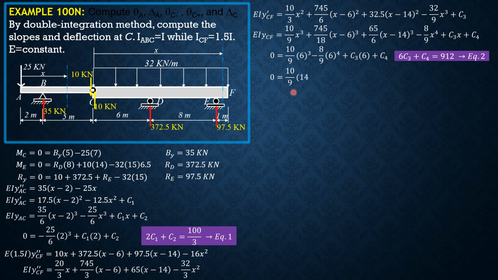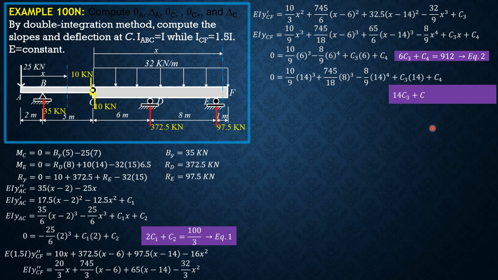Then when x is 14 for CF, y is 0. So 0 equals 10 over 9 times 14 cubed plus 745 over 18 times 8 cubed. This is 0. Minus 8 over 9 times 14 to the fourth plus C sub 3 times 14 plus C sub 4. So equation 3, 14 C sub 3 plus C sub 4 equals, simplifying these terms, 89168 over 9. Equation 3.